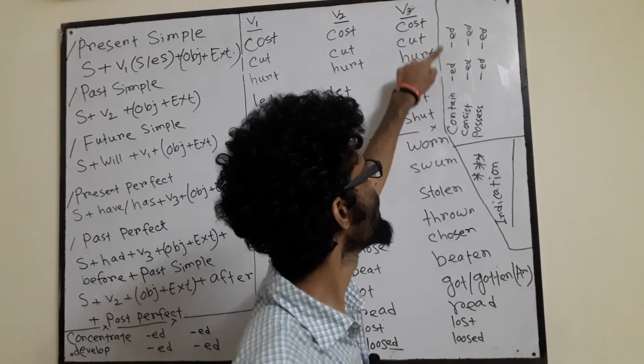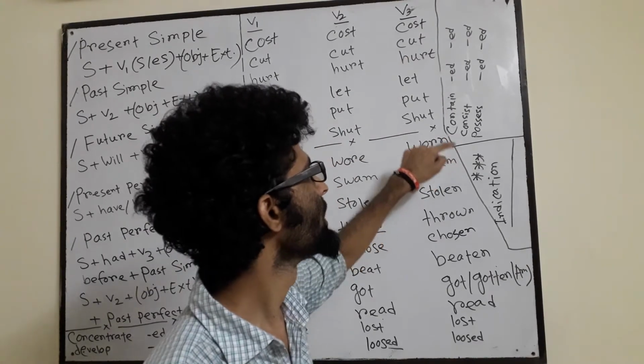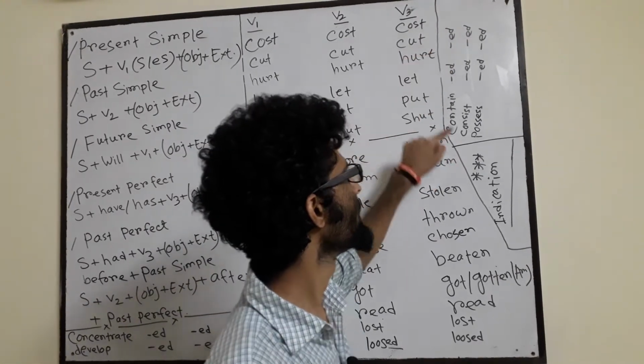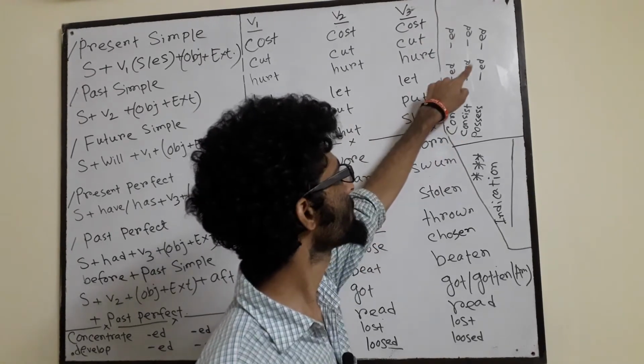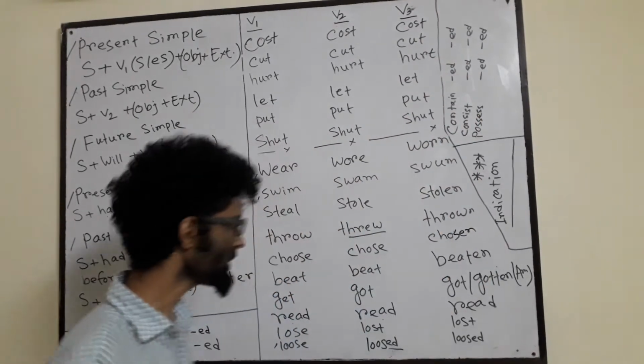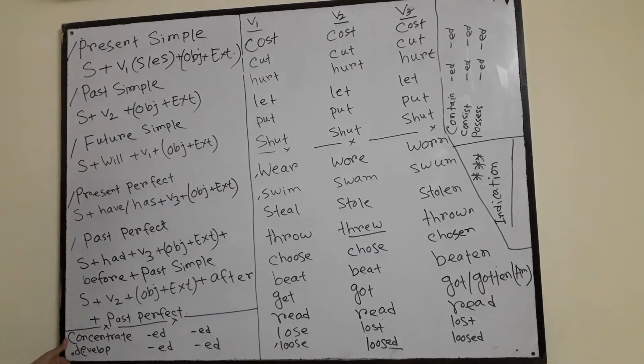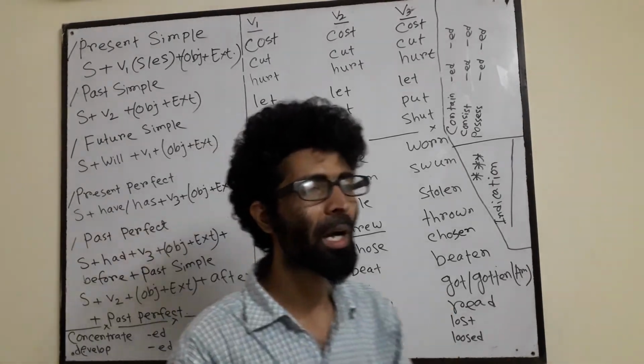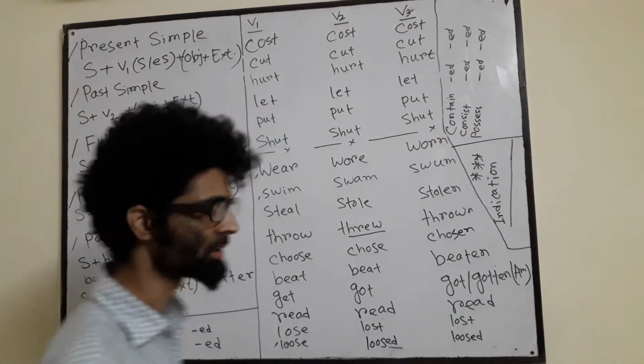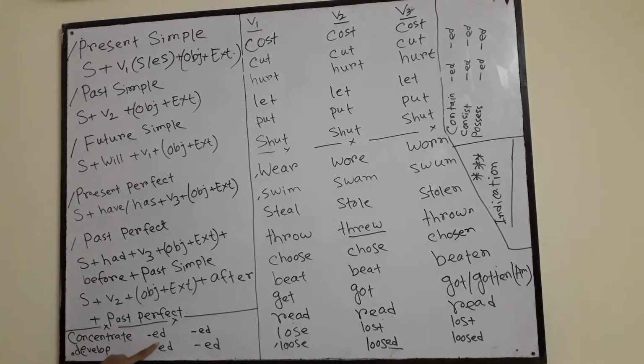Contained, contained. Then consist, same. Consisted, consisted. Then possess, possessed, possessed. Okay. Then see the last ones, concentrate. Concentrate means to give your whole mind to something or somebody. Concentrate, concentrated, concentrated. Ed will be added. Then develop, developed, developed. Okay, I wrote down ed in short form. That means it would be developed and developed.